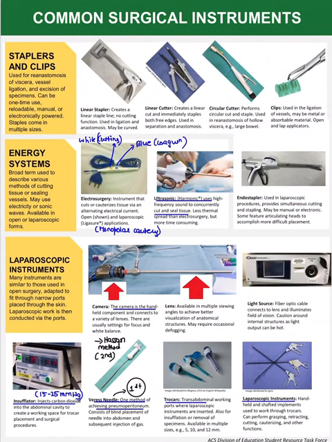And see, this energy system, this is the monopolar cautery. So monopolar cautery, you see yellow and blue. So this blue acts like a glue, that it helps to coagulate the tissue, and yellow is used for cutting the tissue. So both cutting and coagulation takes place here. And this is the harmonic scalpel.